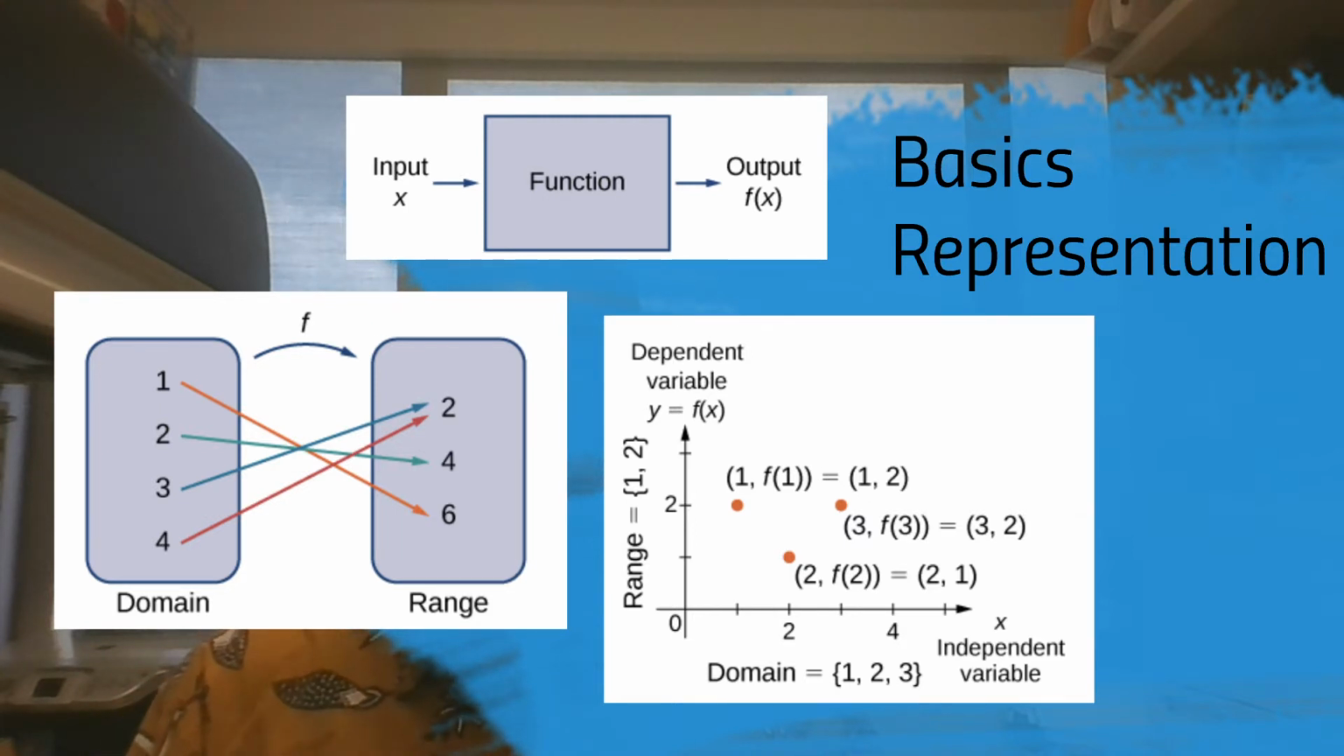The domain is a set of all inputs. The range would be the set of all outputs. Now we can signify this with a Venn diagram graph or those bubble graphs. We can also look at this as points on a graph where the independent axis is the horizontal axis and the dependent axis is the vertical axis.